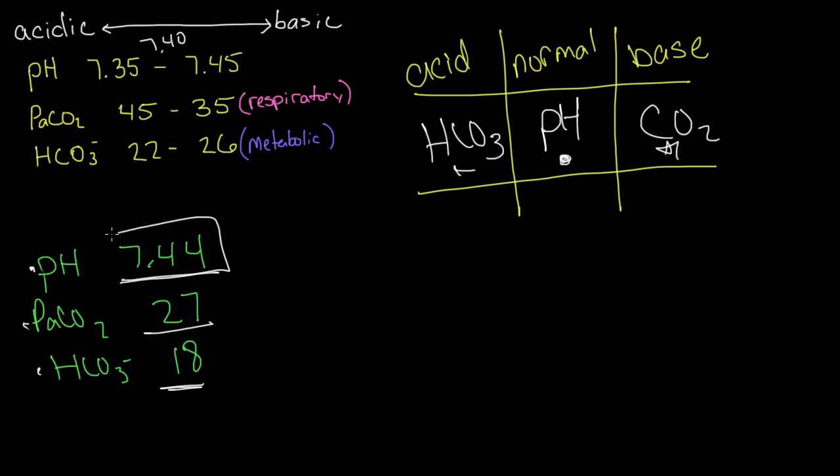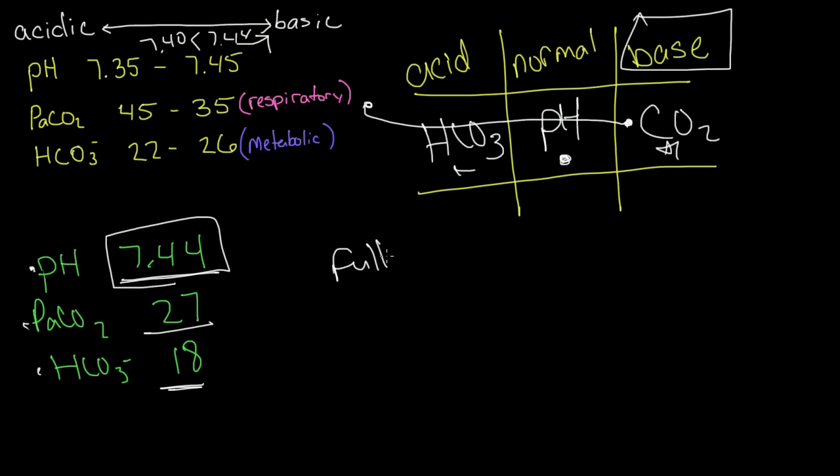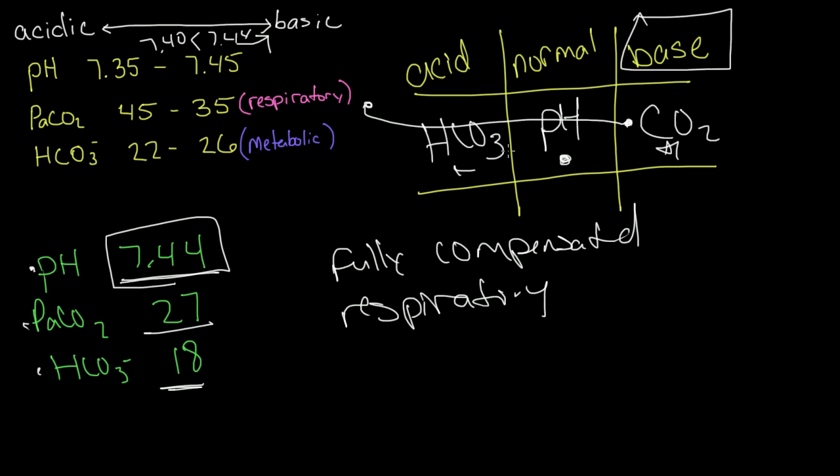So what's our pH? Our pH is 7.44. 7.44 is greater than 7.40, so that puts it closer to the basic side. So we look at our base column. Our base column contains CO2, which is a respiratory parameter. So we are in fully compensated respiratory, what? Alkalosis.